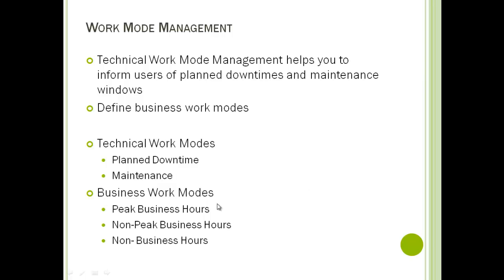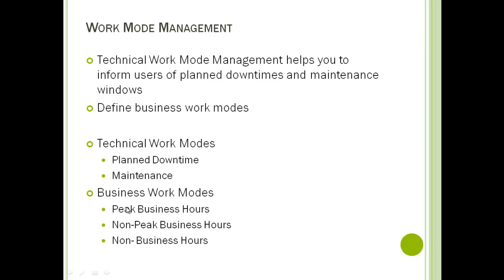Next is business work modes. We have three different kinds of business work modes. First one is peak business hours. In the peak business hours the system is technically up and running. All the users can access. Most of the users are logged into the system during this period, or let's say we expect most of the users are using the system during this period. That is called peak business hours.